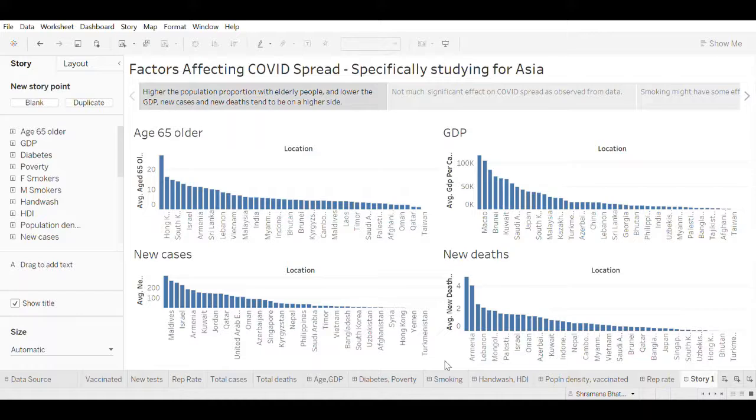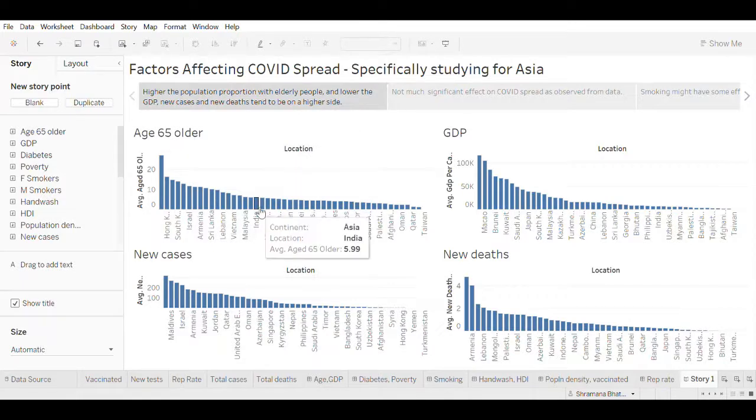Now let's check what's the scenario for Georgia. The highest value is 27.05 for Japan, and the highest GDP is around 1,16,000 for Qatar. Okay, so our observation here is that the higher the population proportion with elderly people and the lower the GDP, the average new cases and average new deaths tend to be on a higher side. Obviously, right? That's a general observation, but if you check for India, it's not going to be the same scenario.